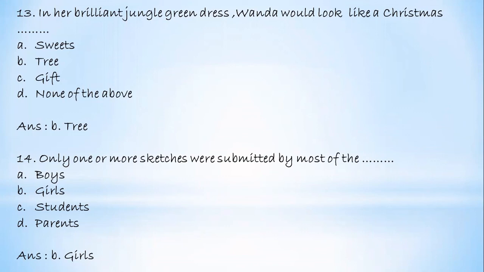Next. Only one or more sketches were submitted by most of the dash, boys, girls, students, or parents. And the answer is option B, girls. Because this was the competition given to girls, so they all had submitted either one or more sketches, but only Wanda had submitted 100 sketches of the drawing of the dresses. So the answer here is option B, girls.